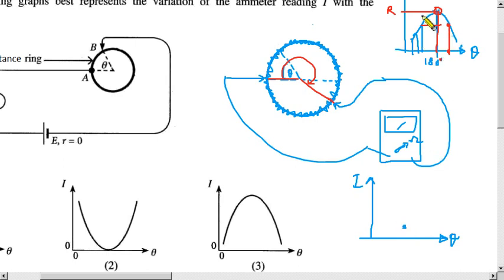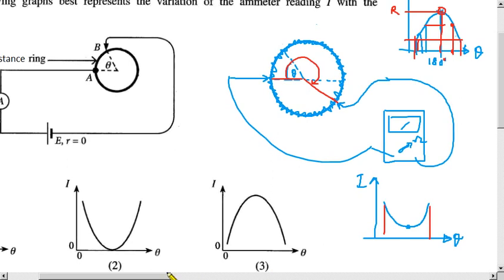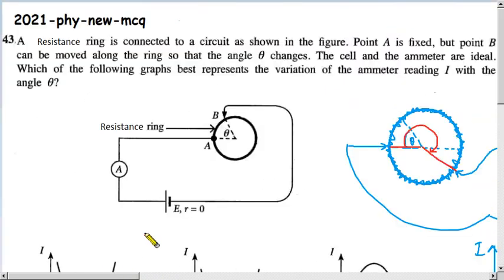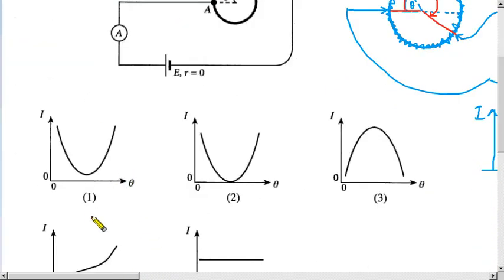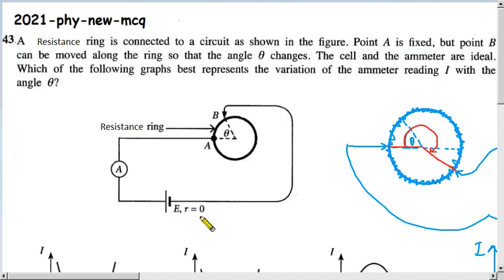So the inverted graph of this graph we get here for I. Invert this one like this. When the resistance is very low at the ends, we get the highest current. So like this. This is the graph we should select according to this question. So this one is the answer, the first one.